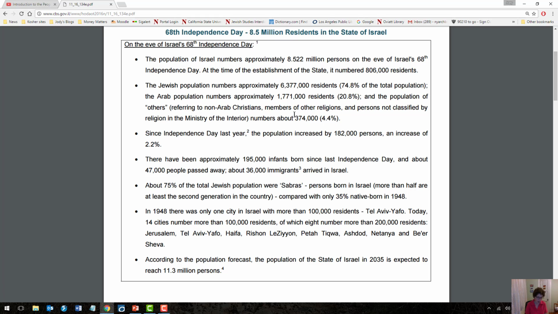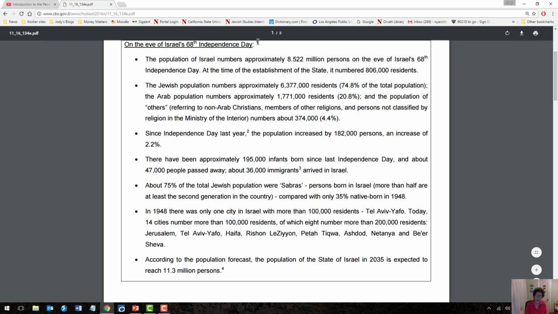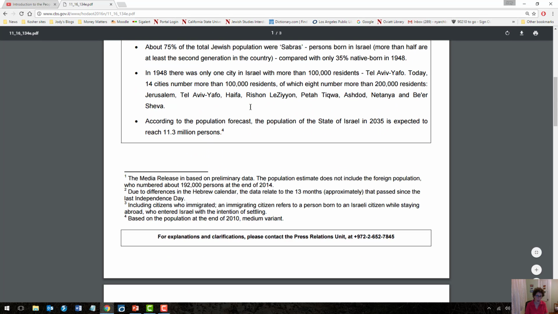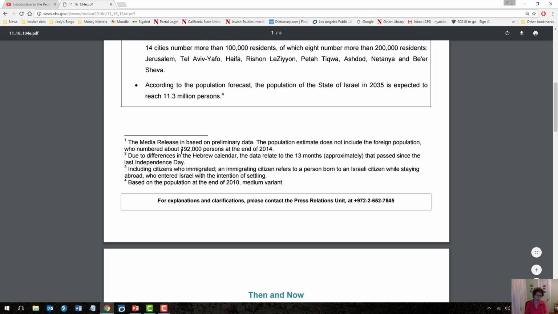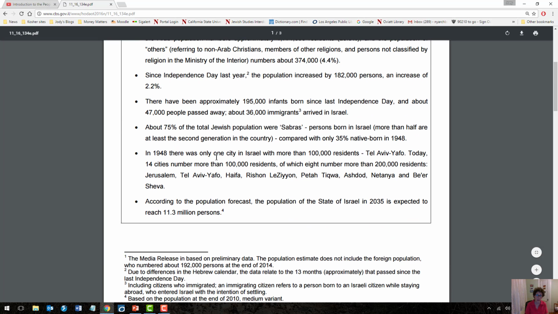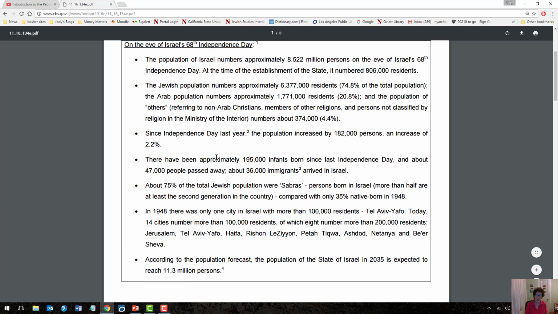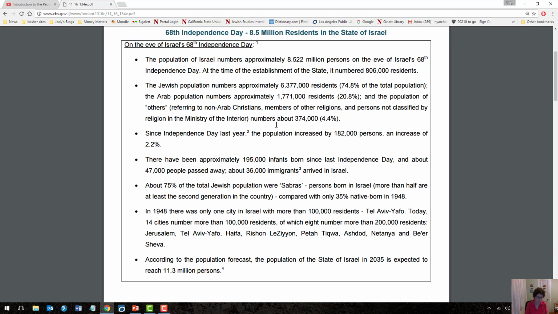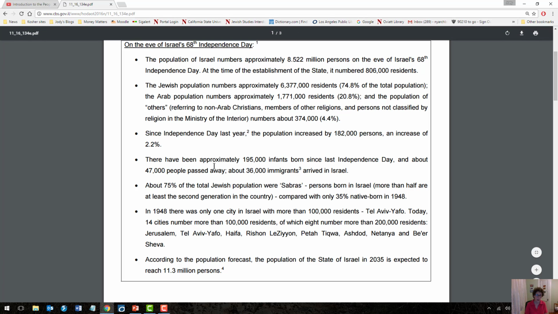Anyway, now I want you to notice up here, this little footnote 1, and you go down, it tells you it does not include the foreign population, 192,000 people, which is a lot. It's about a third of the others. At any rate, I want you to look at the fourth bullet.